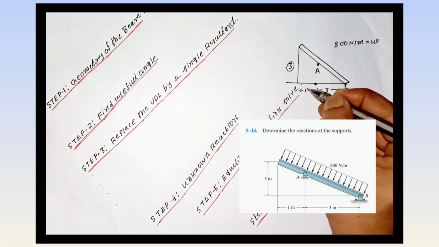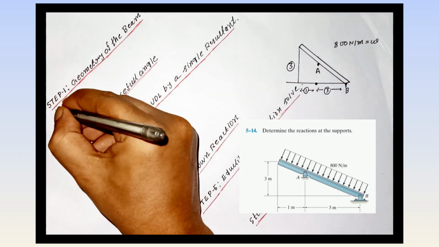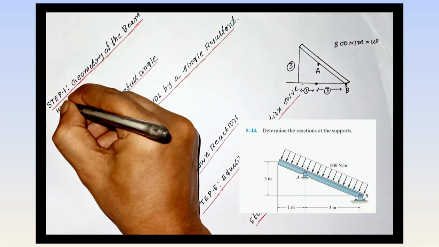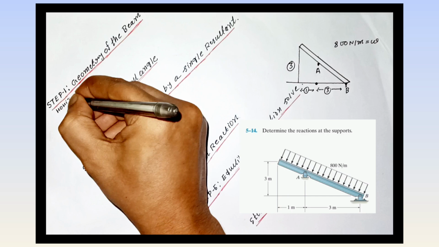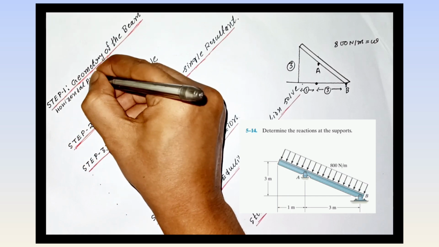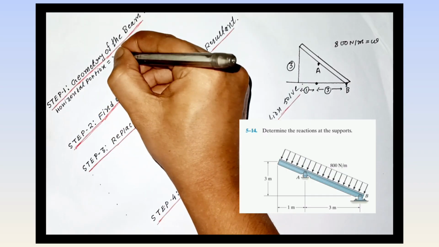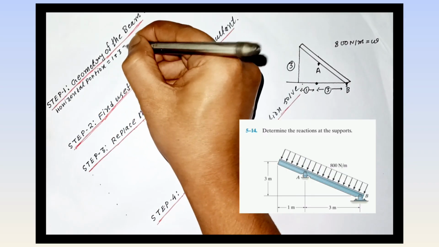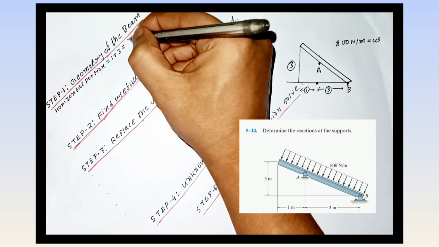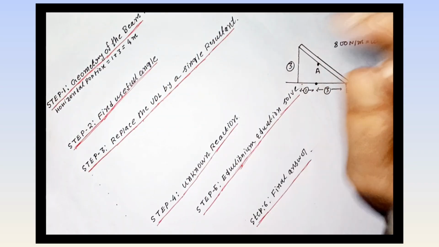Anyway, what is this? 1 meter, 3 meter. Then what is the horizontal length? You can say the horizontal portion is 1 meter plus 3 meter equal to 4 meter. Very easy, very simple. So note down, horizontal portion equals 1 plus 3 equals 4 meter.